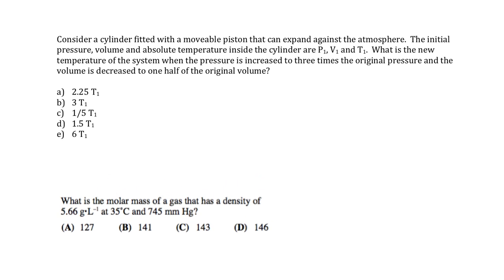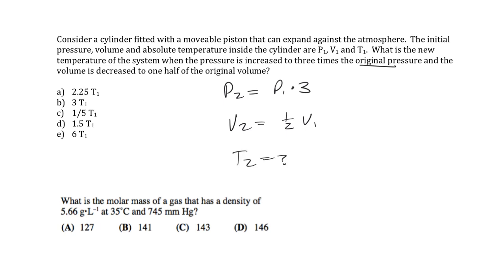So let's say we have a cylinder with a movable piston that can expand against the atmosphere. The initial pressure, volume, and absolute temperature are P1, V1, and T1. What is the new temperature of the system when the pressure is increased to 3 times its original pressure? So P2 would be equal to 3 times the original pressure, P1 times 3. And then the volume is decreased to 1/2 the original volume. That's my new pressure and volume, and T2 is what I want to know.